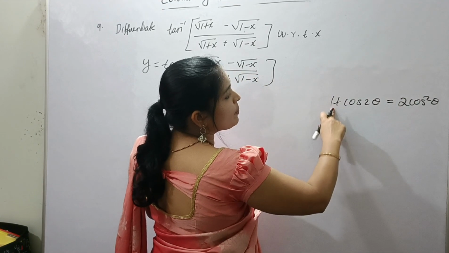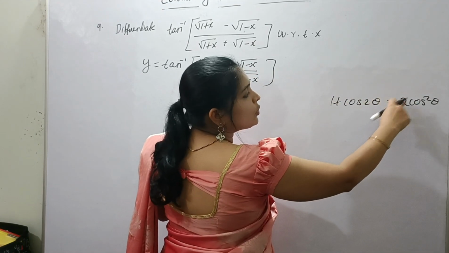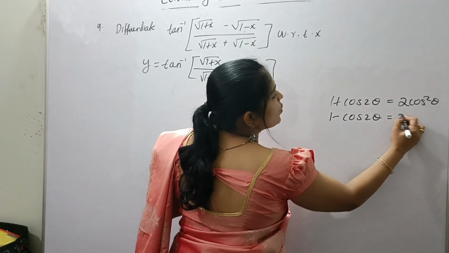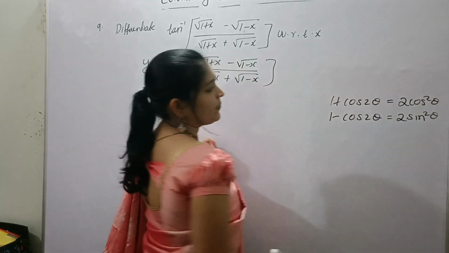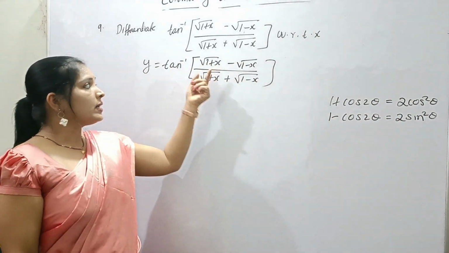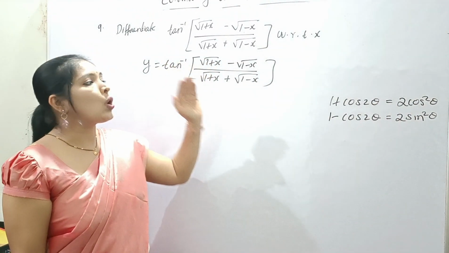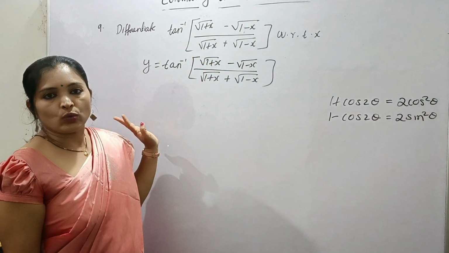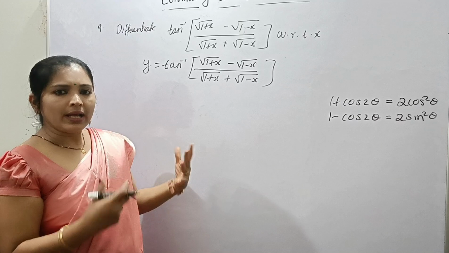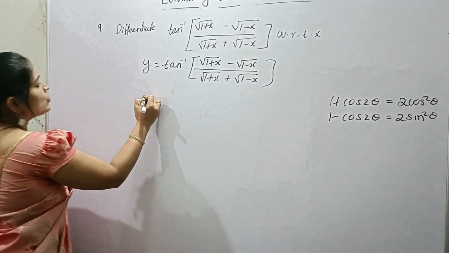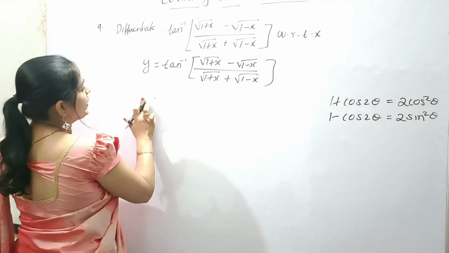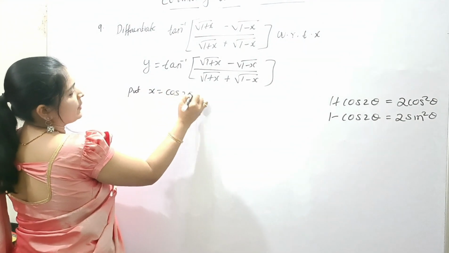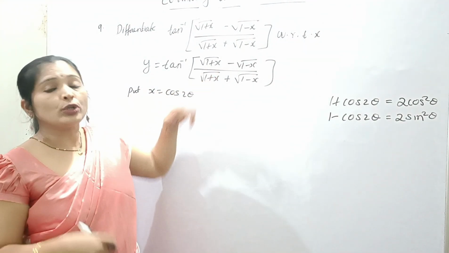We have an identity 1 plus cos 2 theta is equal to 2 cos square theta, and 1 minus cos 2 theta is equal to 2 sin square theta. So here if we put x is equal to cos 2 theta, then we can remove this square root, right? So after the simplification, let's see what we will get. So here put x is equal to cos 2 theta. Here don't put x is equal to cos theta.